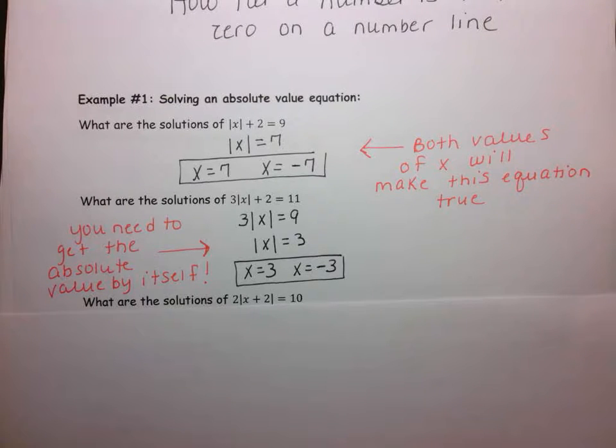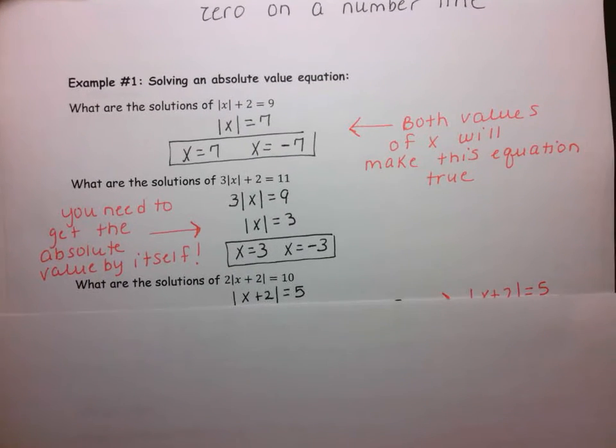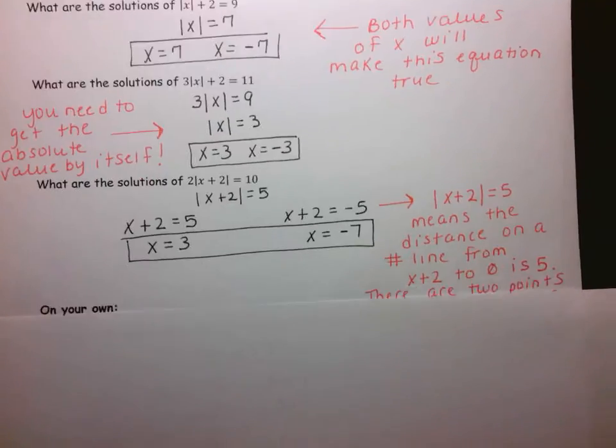And so I have 2 times the absolute value of x plus 2 equals 10. But I don't want to know what 2 times the absolute value of x plus 2 is. I want to know what the absolute value of x plus 2 is. So what am I going to do? I have to get that 2 away from the absolute value. So it's connected through multiplication. I want to undo that operation. So I'm going to divide both sides by 2. And once I divide both sides by 2, now I have the absolute value of x plus 2 equals 5. Okay, I'm going to show you what I did here, and I want to explain what I did.